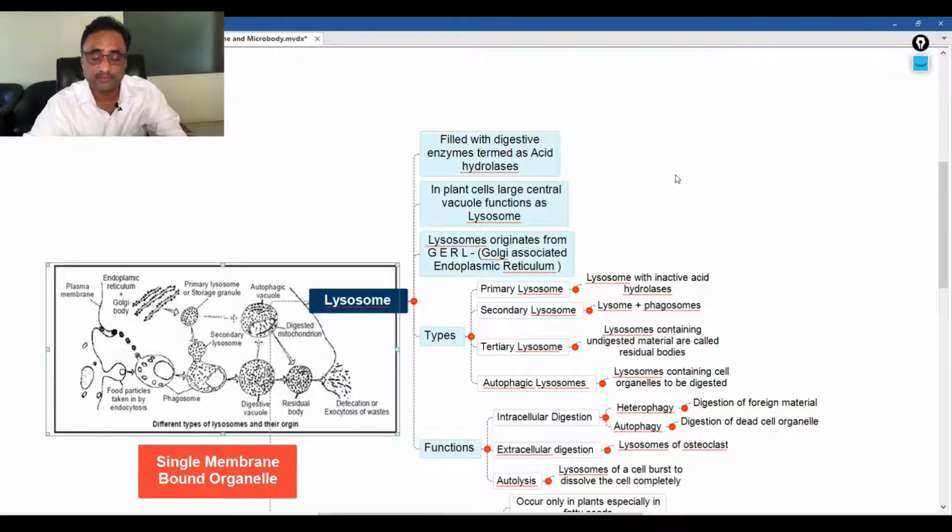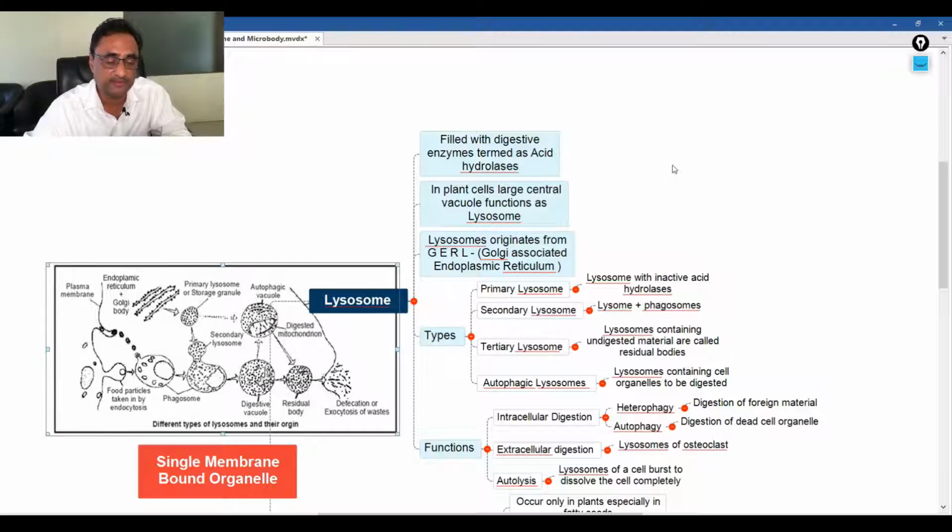Then what happens after digestion? The lysosome might have some undigested material. So, that is the situation when we call it a tertiary lysosome. So, what is a tertiary lysosome? Lysosomes along with some undigested material, or we can say residual bodies, together constitute the tertiary lysosome, right? Now, there is one more, what we call autophagic. A lysosome containing cell organelles to be digested, we call an autophagic lysosome, right?